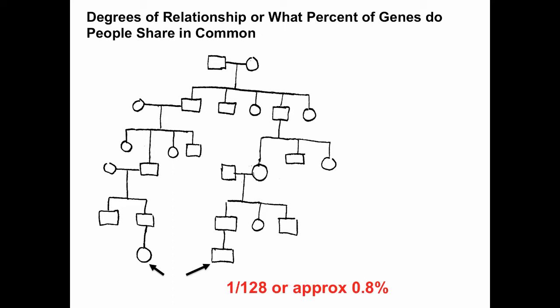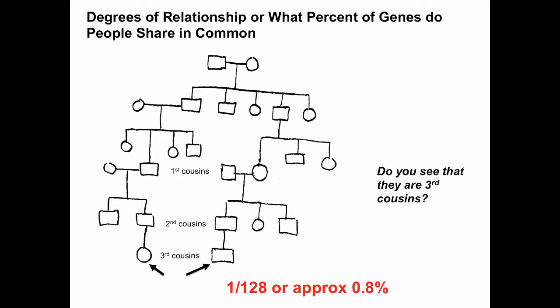So if I asked you what percentage of genes do these two people that are highlighted by the arrows share in common, I hope you'd be able to calculate through the pedigree that they contain approximately 0.8% of their genes in common. The first thing to say is, can you realize that they're third cousins? Here would be first cousins, here would be second cousins, and here would be third cousins.